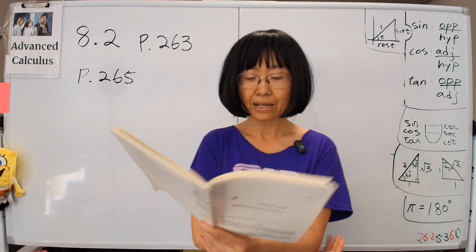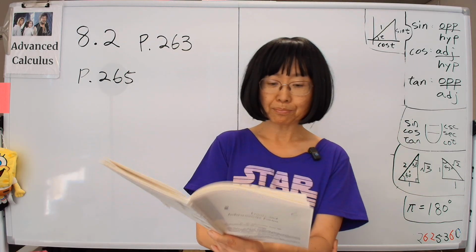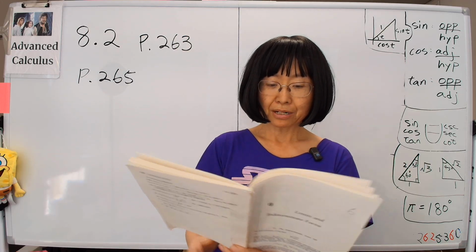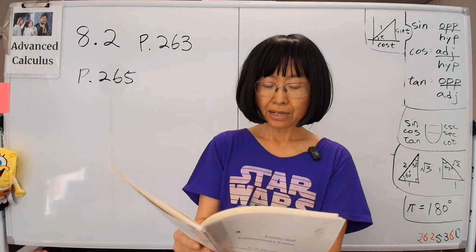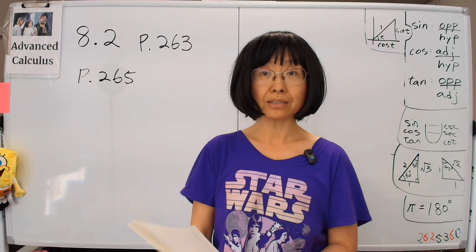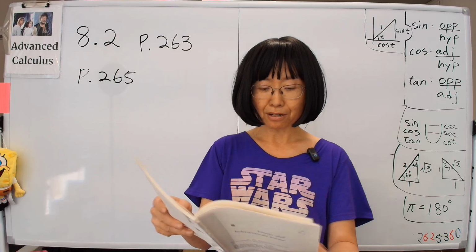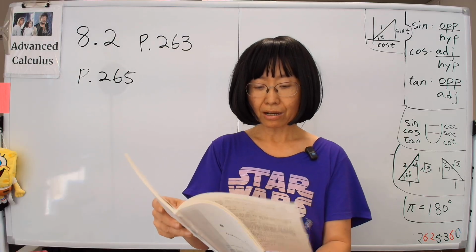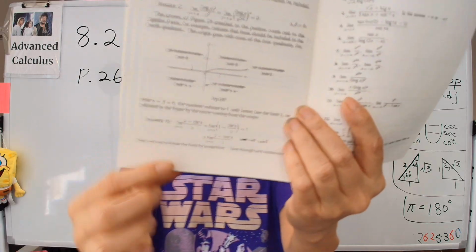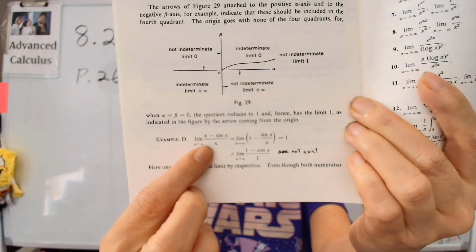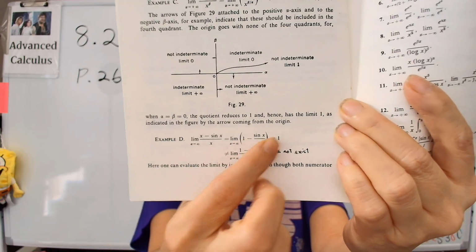Let's then move on to example D. Example D is a problem where L'Hopital's rule does not work. The reason it does not work is shown by this example. First, let's look at it. The problem is very easy to do. You can do it in your head. The limit exists and it equals 1.